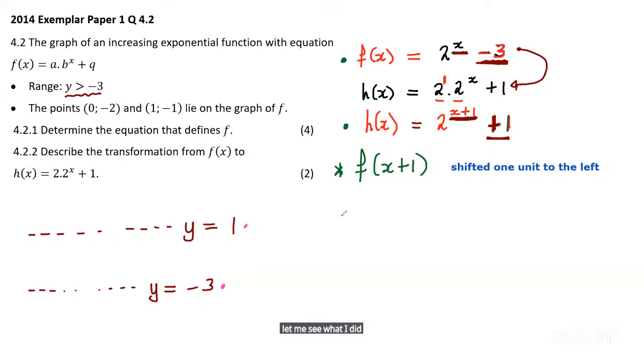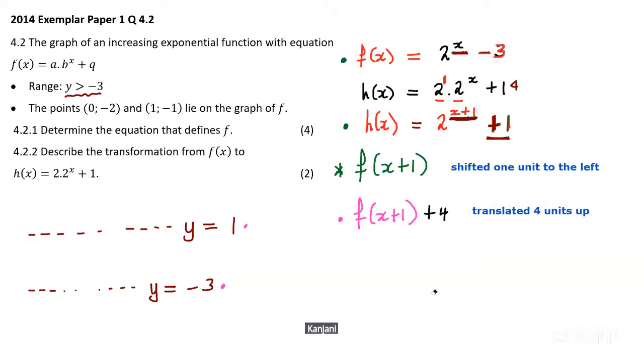I must have said, okay, it's f of x plus 1, I know. But what else did I do? Plus 4, which means I shifted, or rather translated, 4 units up. And if you say plus 4, minus 3 plus 4 is plus 1.